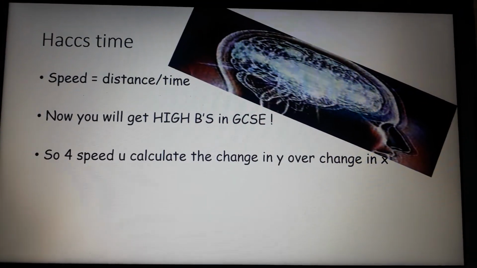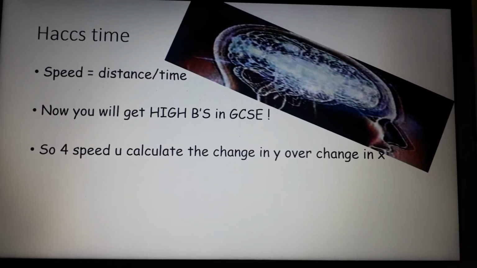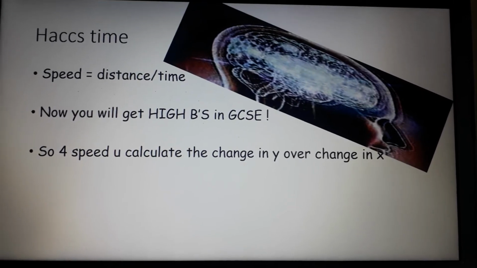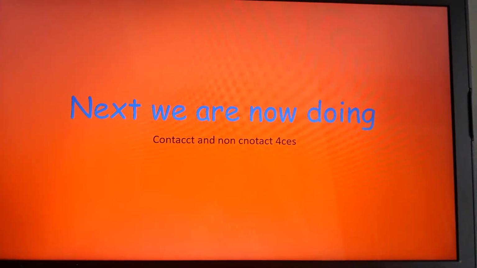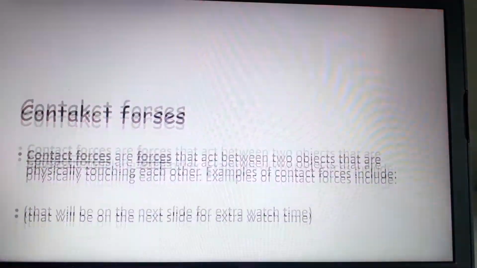This is hacks time. Speed equals distance over time. Now you're going to hit those high B's in GCSE. So for speed, you calculate the change in y over the change in x. Wow, big brain time.